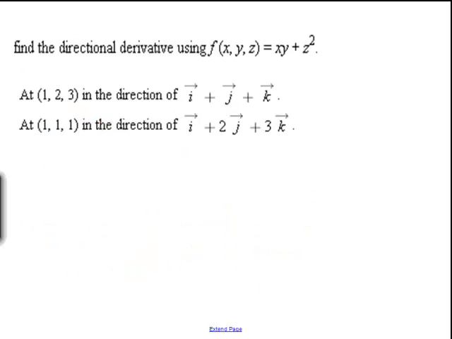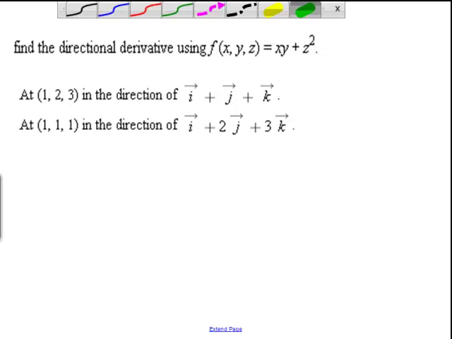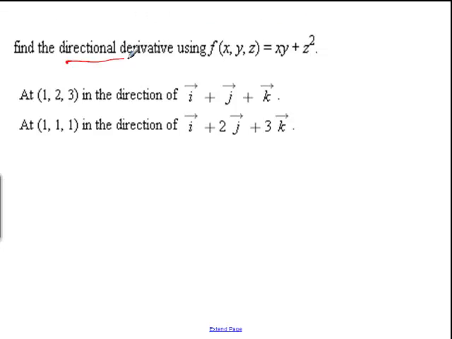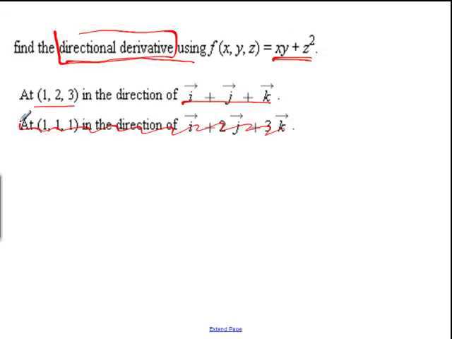All right, so last example here. Now we want to find the directional derivative. So remember, directional derivative means the instantaneous rate of change of this function at this point in this direction. So we'll just do one of these. So we're talking about how quickly this function is changing at this specific point when you move in the direction of i plus j plus k.